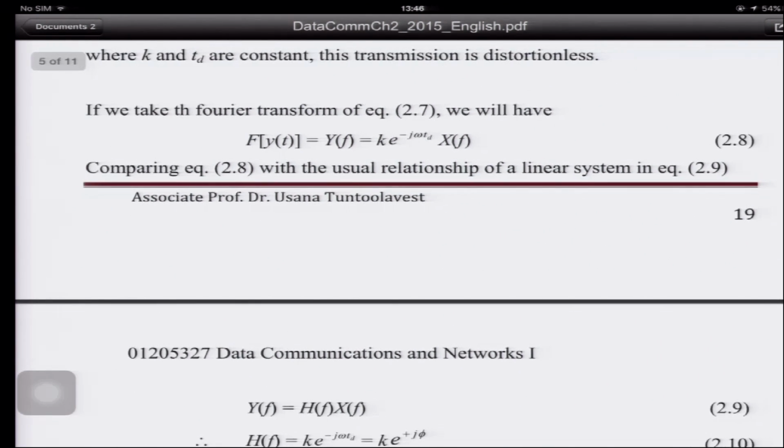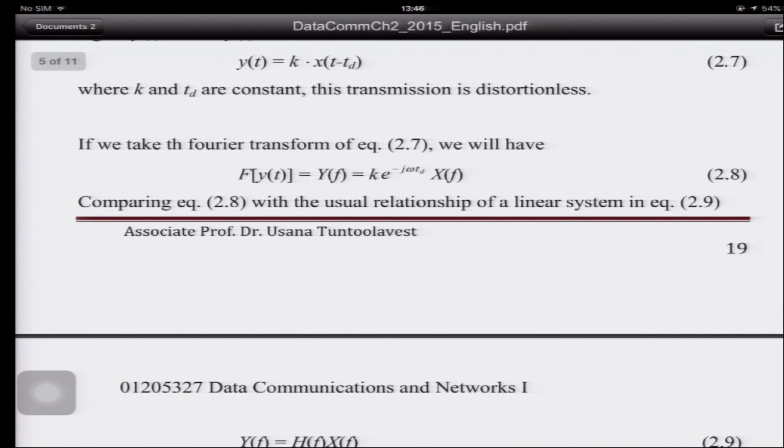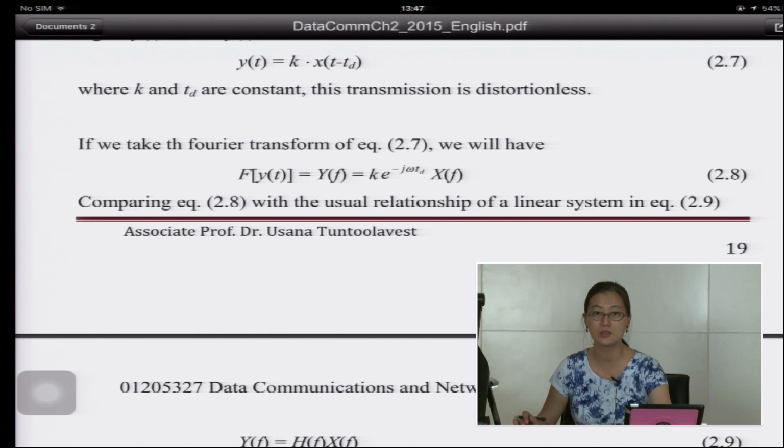If you take the Fourier transform of equation 2.7, the equation that I just talked about, we have the Fourier transform of y(t), capital Y(f), equal to K, the same, and the Fourier transform of x(t minus t_d). Since there is a delay in time, there is a phase delay in frequency. So it's going to be K times e to the minus j omega t_d times X(f). This is from the Fourier transform pairs that you should have learned in signals and systems class.